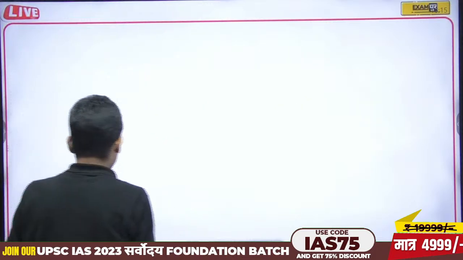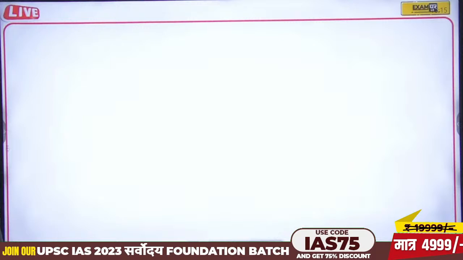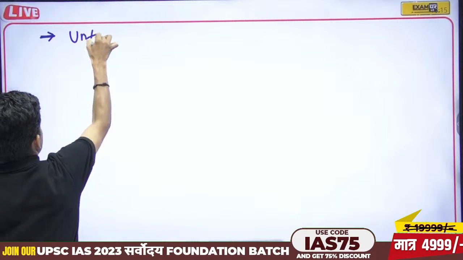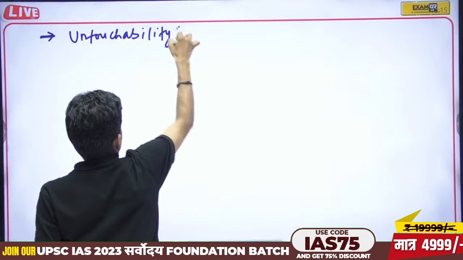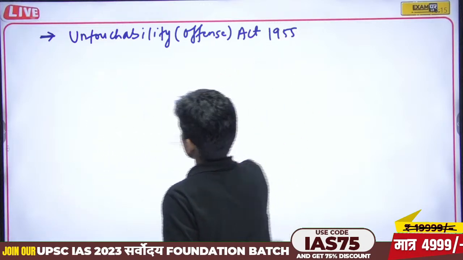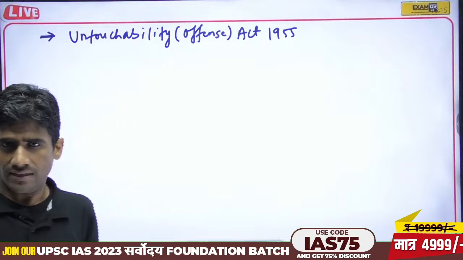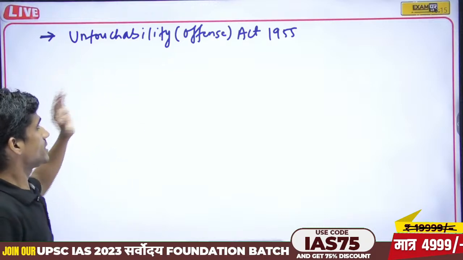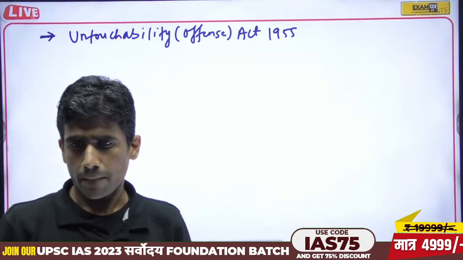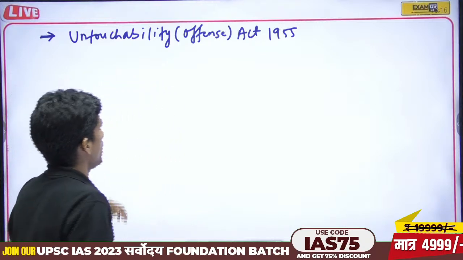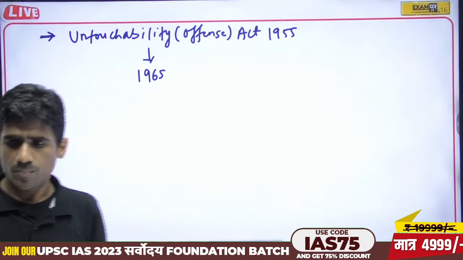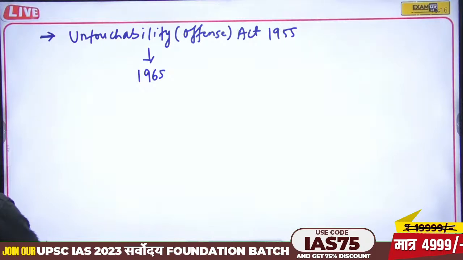Now come to the next. What about the result of this? We have the Untouchability Offense Act of 1955, which came into being by using Article 17 and Article 35. But this act did not have enough or adequate provisions with respect to the punishment. So after 10 years, in 1965, a commission was set up in the name of the Commission of Untouchability, Economic and Education Development of SC.